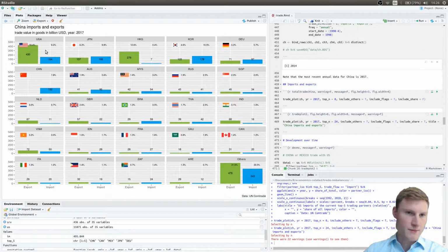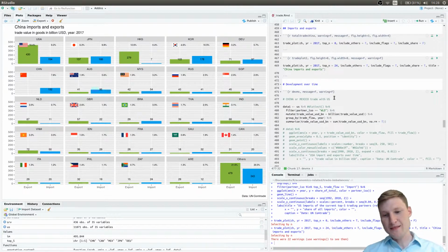Among the top 24 trading partners, the US makes up 19.4% of all exports; 19.4% of all exports from China go to the US. Then the following, we have Hong Kong, which also still makes up 12.6%, Japan, Korea, and Germany. And of course, the US making up 19.4% of all exports has a huge importance for China. China doesn't want to lose it by any means.